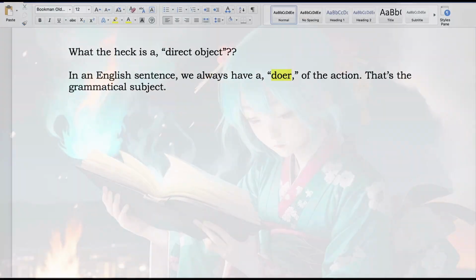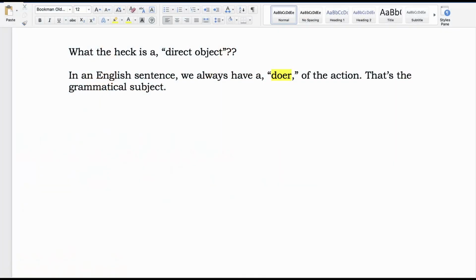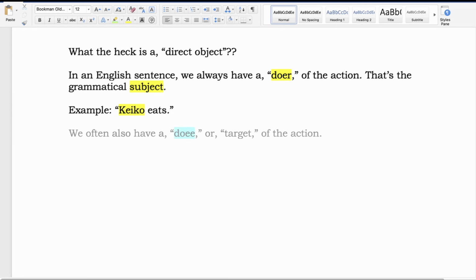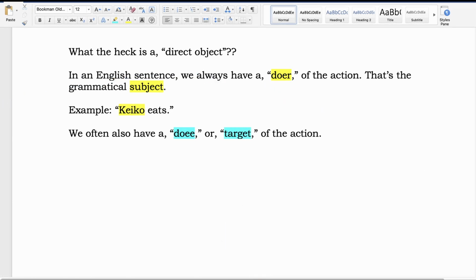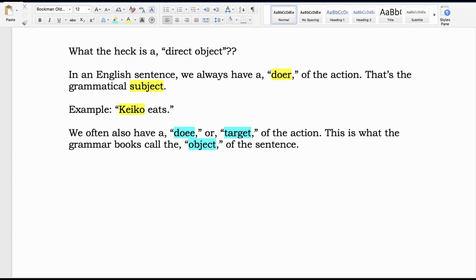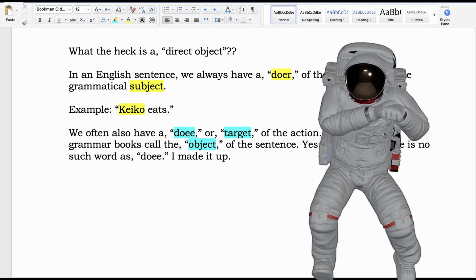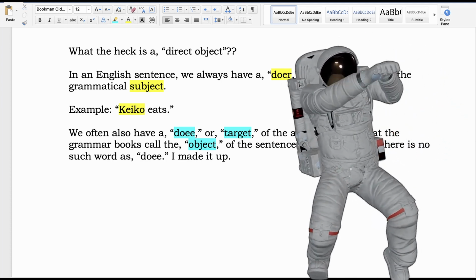Here we go, folks. In an English sentence, we always have a doer of the action. That's the grammatical subject. Here's an example. Keiko eats. The yellow part is obviously the one who does the eating. We often also have a doee, or target, of the action. This is what the grammar books call the object of the sentence. Yes, I know that there's no such word as doee. I made it up, because I think it's just easier to understand than direct object.